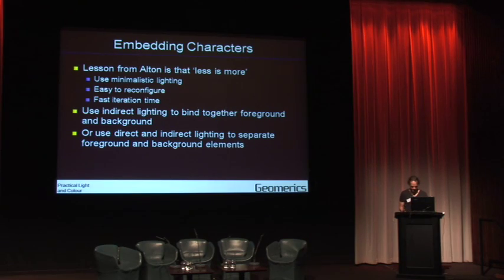Looking at or reading up on John Alton's book, Less is More. If I use a minimalistic lighting setup that's easy to configure and iterate, I can use the indirect lighting to bind together foreground and background, or I can choose to use the direct lighting to separate foreground and background. It's all up to what sort of effect you're after in the end. This takes us to the next demo.